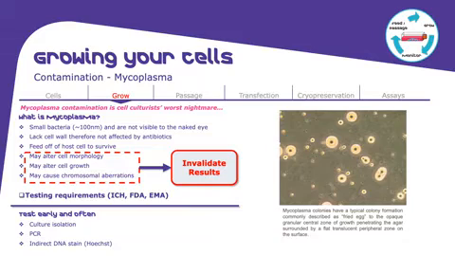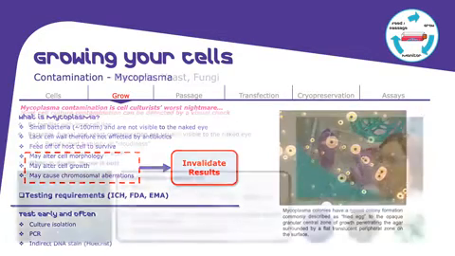There are a number of tests you can apply. There is either cell culture isolation, or the PCR reaction, or staining with Hoechst. So try to do it during all your research procedures, quite regularly, maybe once a month or every other week, to make sure that you do not have any mycoplasma contamination in your cells.